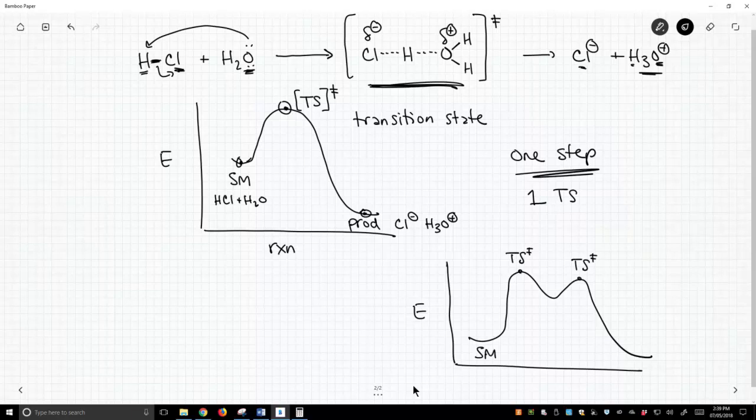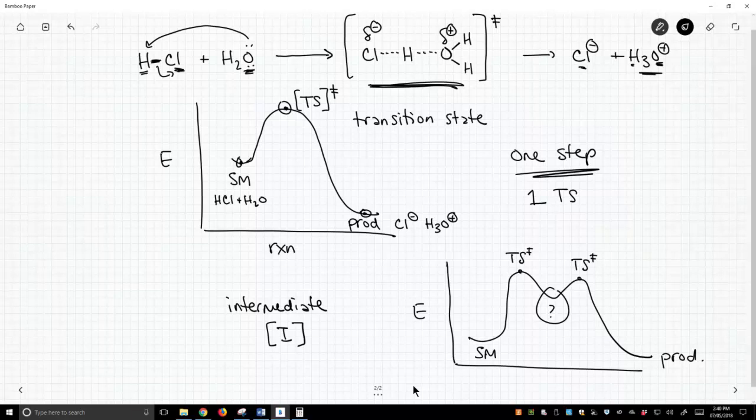And so we've already defined that these are the starting materials, and we go over to the products. Well, then what the heck is this dip in the middle? That dip in the middle defines an intermediate. And intermediates are often put in brackets. And we'll label that I.